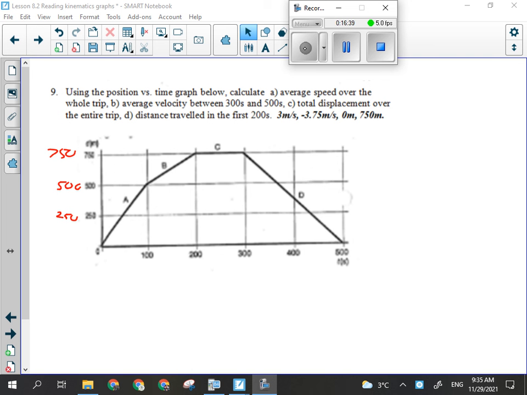What's it doing in part B? Moving at a constant velocity. Where is it moving faster, A or B? Because it's right. Okay, what's it doing in part C? Nothing. Right, it's sitting still. Okay, and what's it doing in part D?